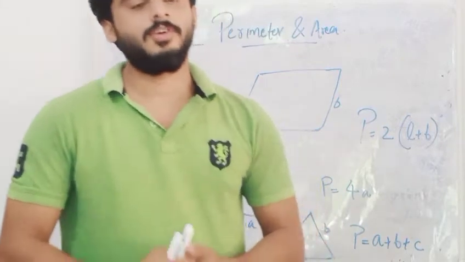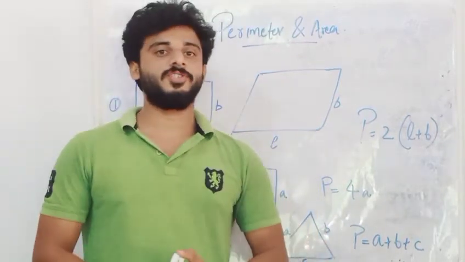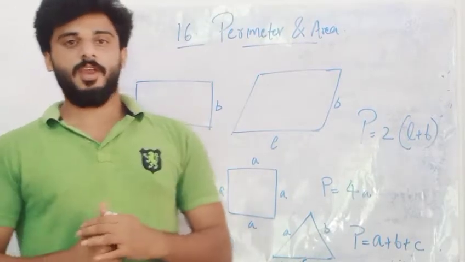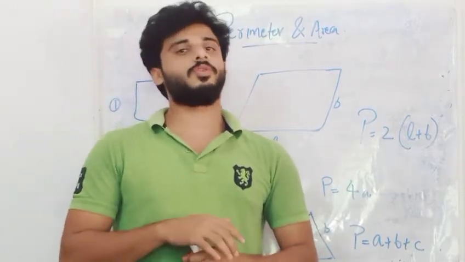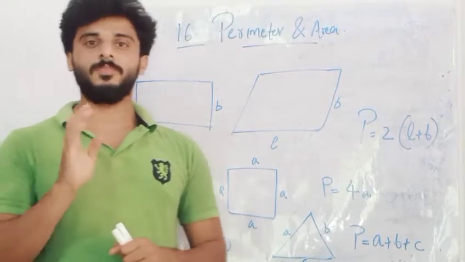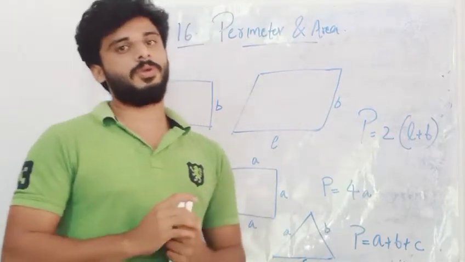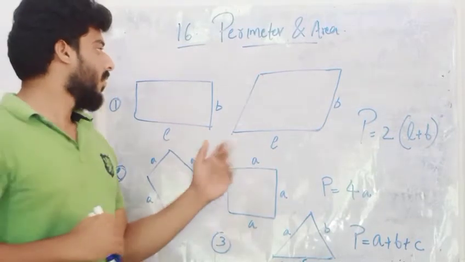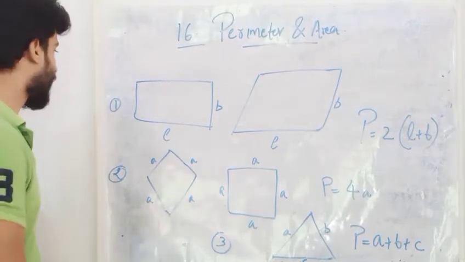Hi students, today we are moving to the next chapter, chapter number 16, perimeter and area. Before going into the problems, we need to know some basic information about the perimeter of different shapes. These are some points we need to remember.